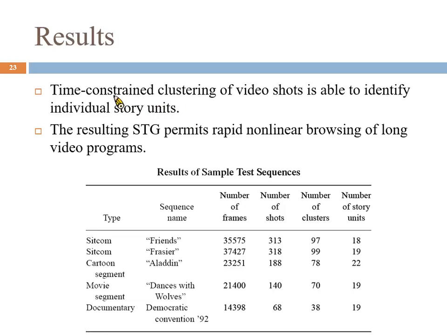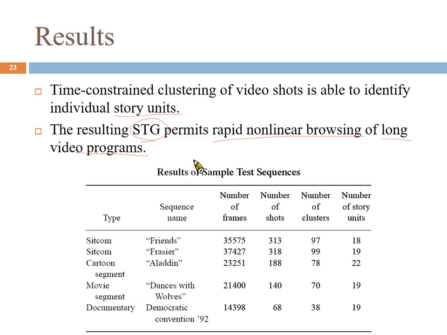Okay, so the time constraint clustering of video shot is able to identify individual story units, and we can use such story units to construct STG. By the STG, we can do rapid nonlinear browsing of long video programs.